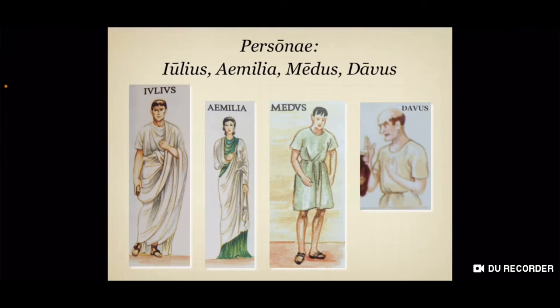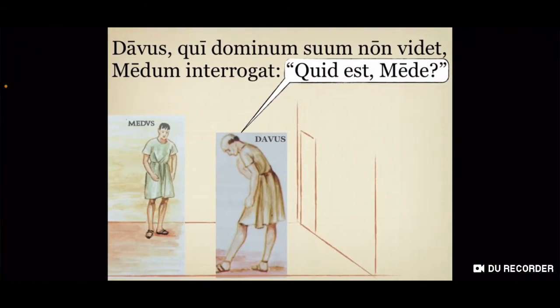Personae: Iulius, Aemilia, Medus et Davus. And Davus, qui dominum suum non videt, Medum interrogat. Do the top line first. Davus, who, dominum suum, his master, non videt, doesn't see, Medum interrogat, asks Medus. Quid est, Medi?